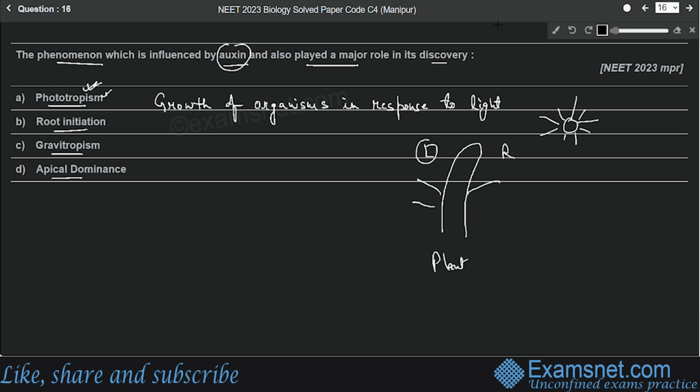So the accumulation of auxin will take place on the left side. We know that auxin is responsible for the growth in length. That means only the left side will increase in length and the right side will remain the same. So it will lead to the bending of the plant towards the sun like this, because the left side has increased in length whereas the right side has remained the same. So the plant has grown in the direction of the light source. This is how auxin was discovered. So option A, phototropism, will be the correct answer.